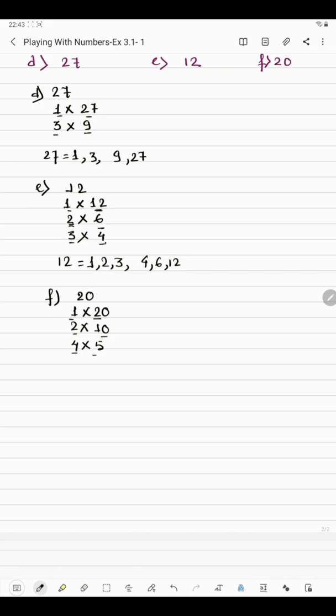Now after 5, 6 comes, then 20 cannot be divided by 6. Then 7, 20 cannot be divided by 7. 20 cannot be divided by 8. 20 cannot be divided by 9. And then 10 is already there. That means we have taken all the numbers. We have taken all the factors of 20. Now how to write this? So we'll write 1, and then 20, then 2. 2 10s are 20. We'll put it at the second last. Then we have 4. 4 5s are 20. So these are the factors of 20.